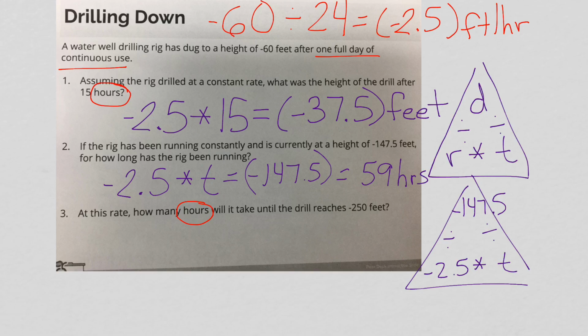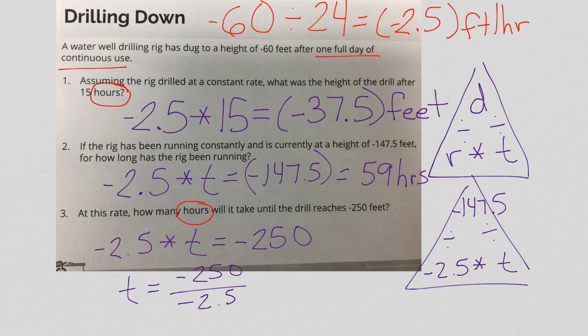Okay, at this rate, how many hours will it take until the drill reaches negative 250 feet? So we still have the rate, which is negative 2.5. This problem we still don't have the time for. So we're going to use a variable there, and we're looking at negative 250. Okay, so t is going to equal negative 250 divided by negative 2.5. A negative divided by a negative is a positive, and 250 divided by 2.5 gives you 100. So 100 hours is how long it would take to reach negative 250 feet.